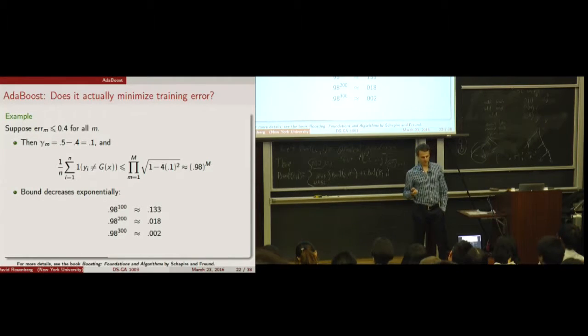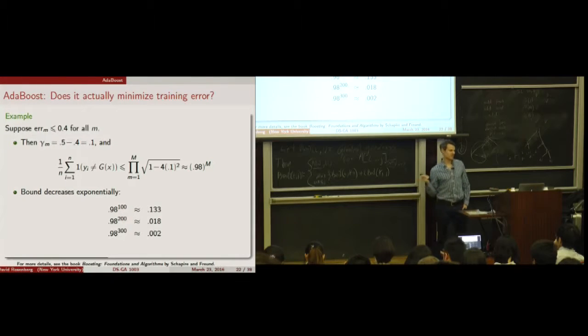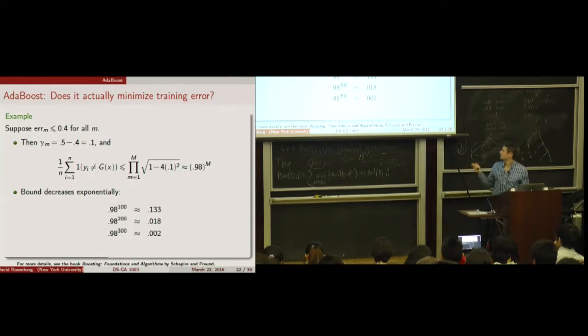So your question was, does this work for all hypothesis spaces, right? Okay, no. Suppose we have a hypothesis space for which we're not able to get any edge at all. We can't do better than random guessing. Well, then we won't have this error bounded away from a half, and we won't be able to get this exponential decrease, perhaps.